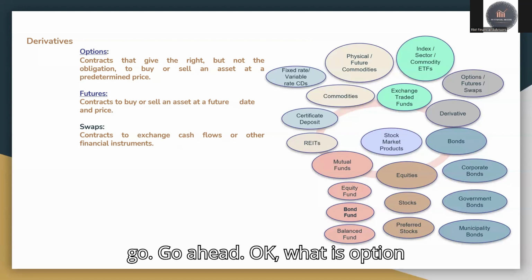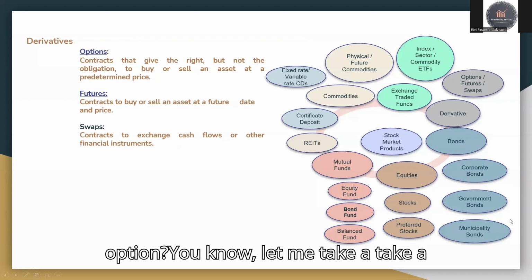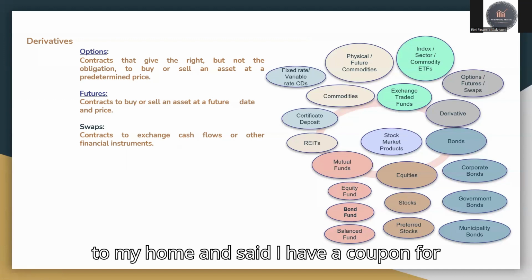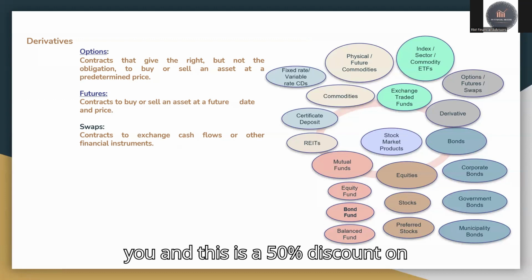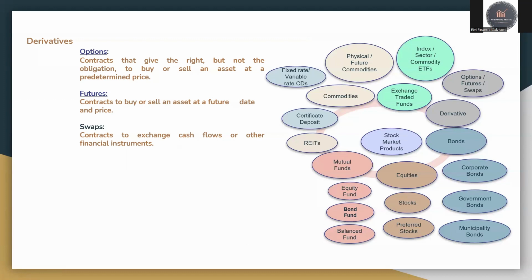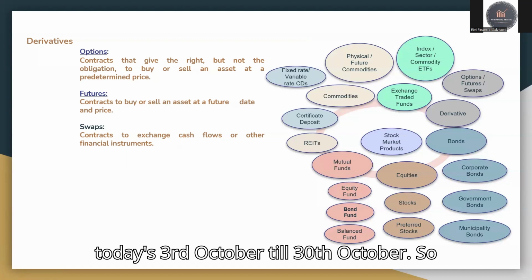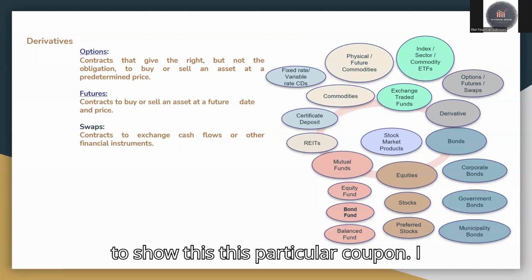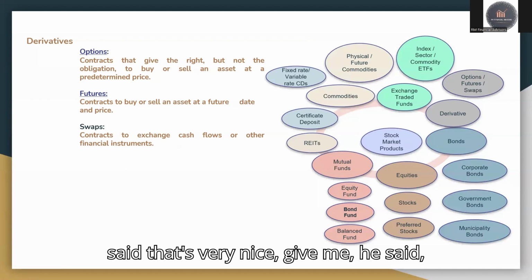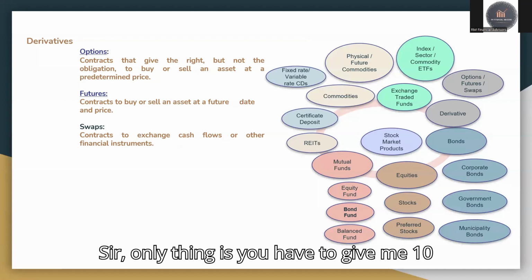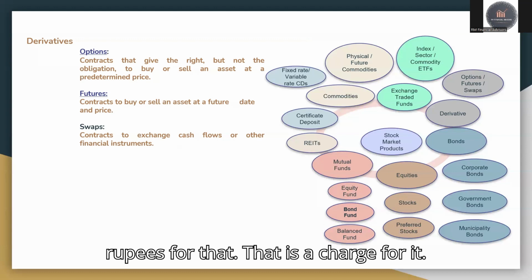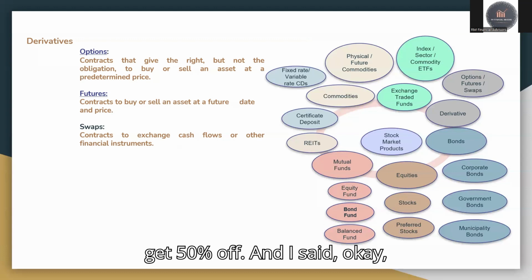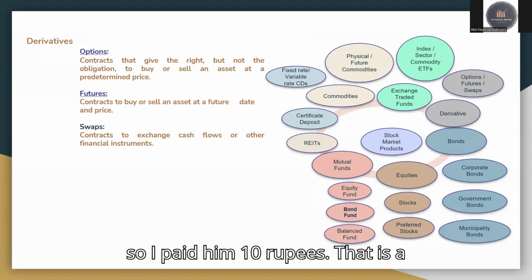Go ahead. Okay. What is option? Option, let me take a simple analogy, right? There is a guy who came to my home and said, I have a coupon for you, and this is a 50% discount on a pizza. And that is valid from today, 3rd October, till 30th October. So whenever you go to Domino's or Pizza Hut, you will get 50% discount, but you have to show this particular coupon. I said, that's very nice. Give me. He said, sir, only thing is you have to give me 10 rupees for that. That is a charge for it. I said, why 10 rupees? No, no, I am providing you this service so that you will get 50% off. And I said, okay. So I paid him 10 rupees.